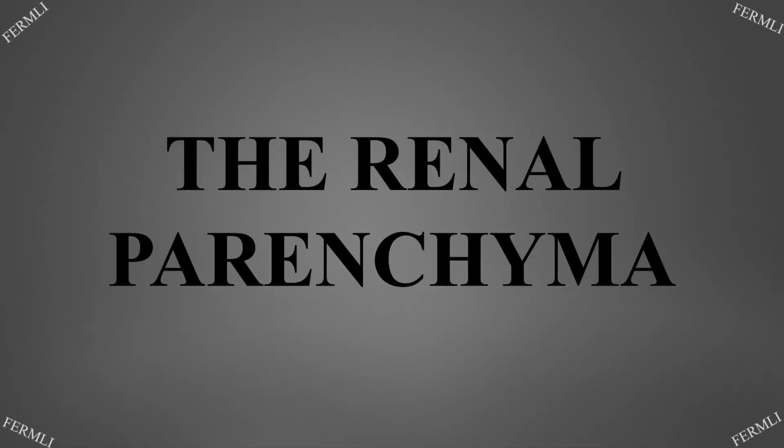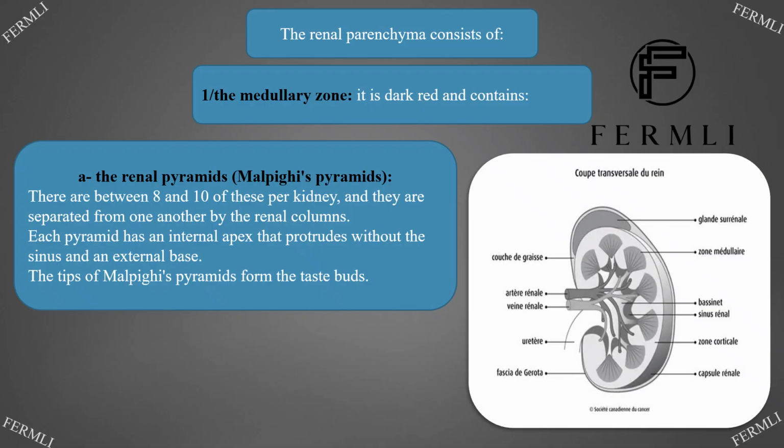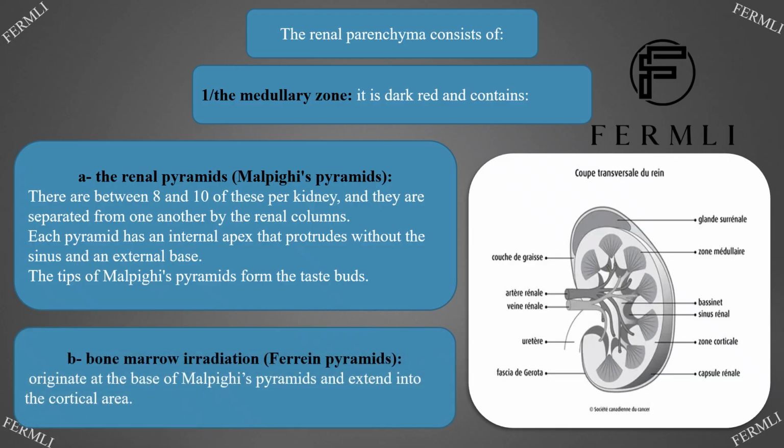The renal parenchyma. The renal parenchyma consists of 1. The medullary zone. It is dark red and contains A. The renal pyramids, Malpighi's pyramids. There are between 8 and 10 of these per kidney, and they are separated from one another by the renal columns. Each pyramid has an internal apex that protrudes into the sinus and an external base. The tips of Malpighi's pyramids form the papillae. B. Medullary rays. Ferrein's pyramids originate at the base of Malpighi's pyramids and extend into the cortical area.